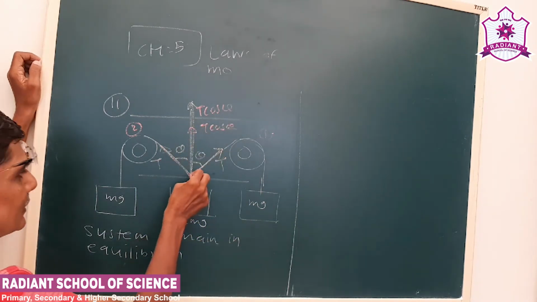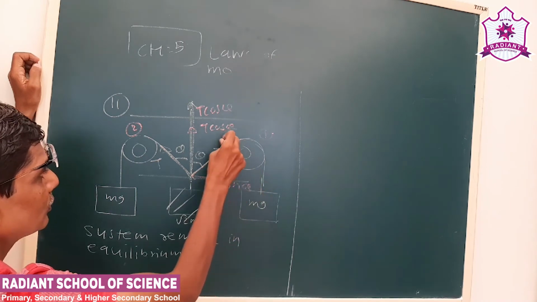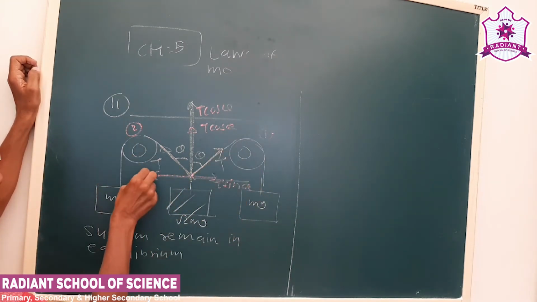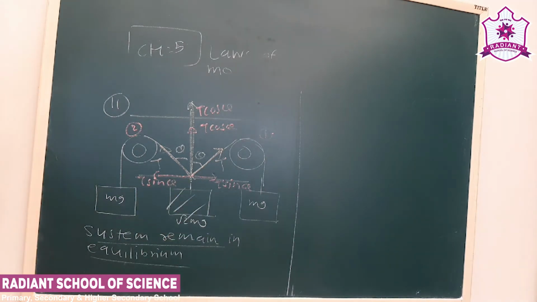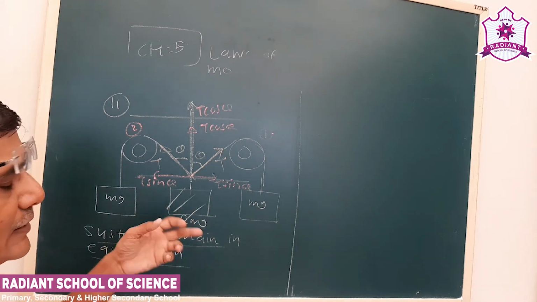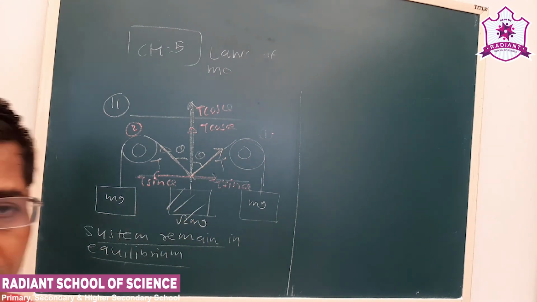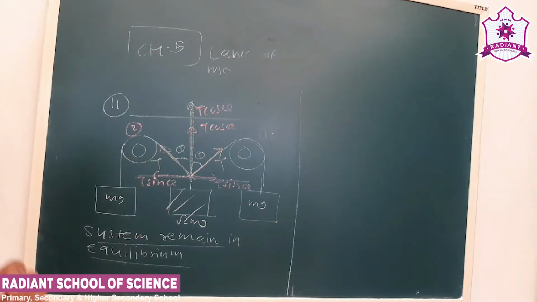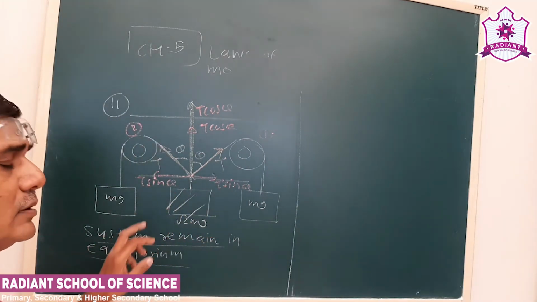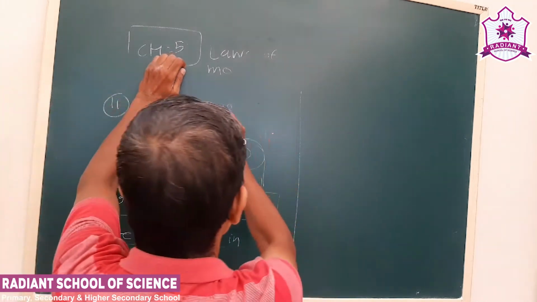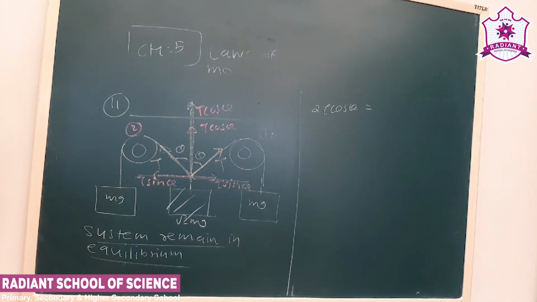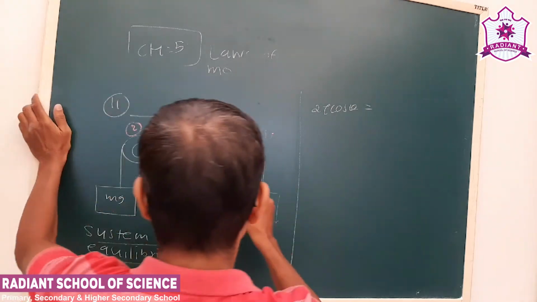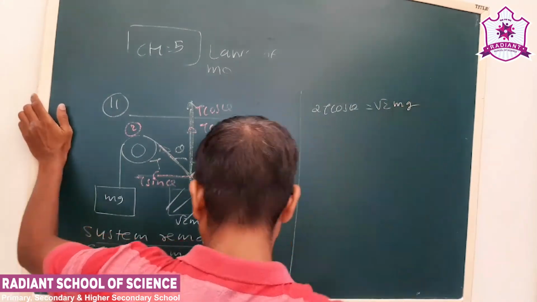Other components we can see are T sin theta due to the first one and T sin theta due to the second. Given that the system is in equilibrium, T sin theta and T sin theta will cancel out, as they are equal in magnitude and opposite in direction. These are the horizontal components of the forces. The vertical component 2T cos theta should be equal to √2 mg.